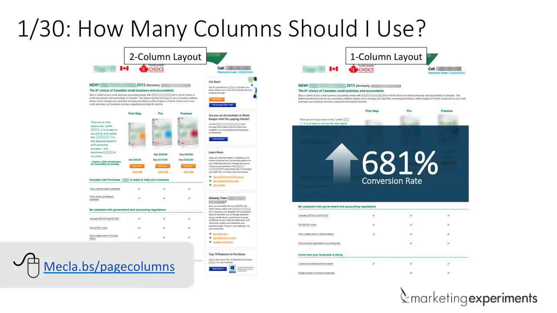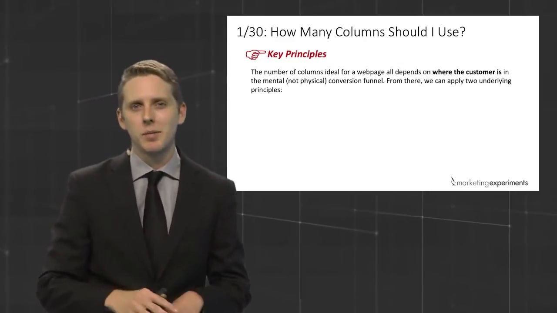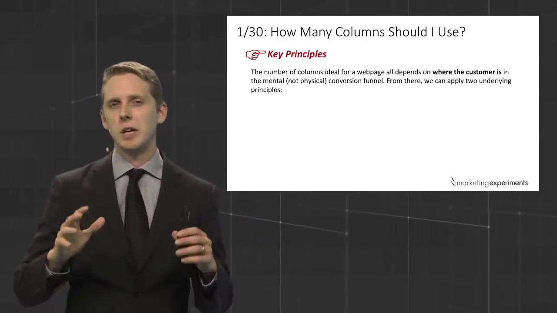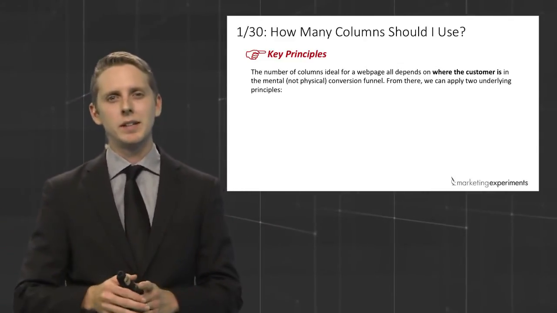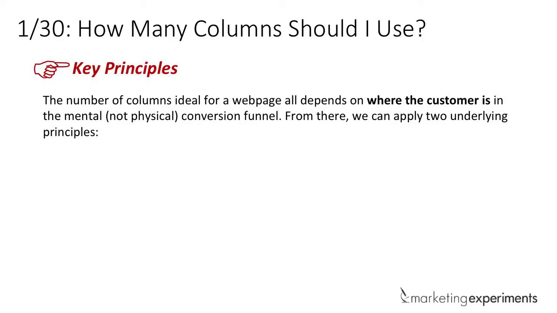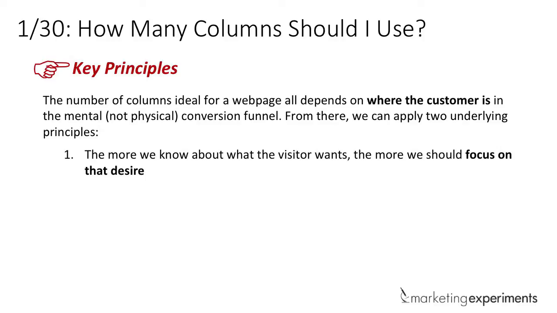Here's the discovery, because that was just one test. We did a meta-analysis of columns, and we looked at all of our experiments going back a decade, and we pulled these principles from it. The number of columns ideal for a web page all depends on where the customer is in the mental process. It's more than just the physical process; it's how they're thinking. As a marketer, the more you know, the more focused you can be, which means the more simple your pages can be, which means fewer columns.